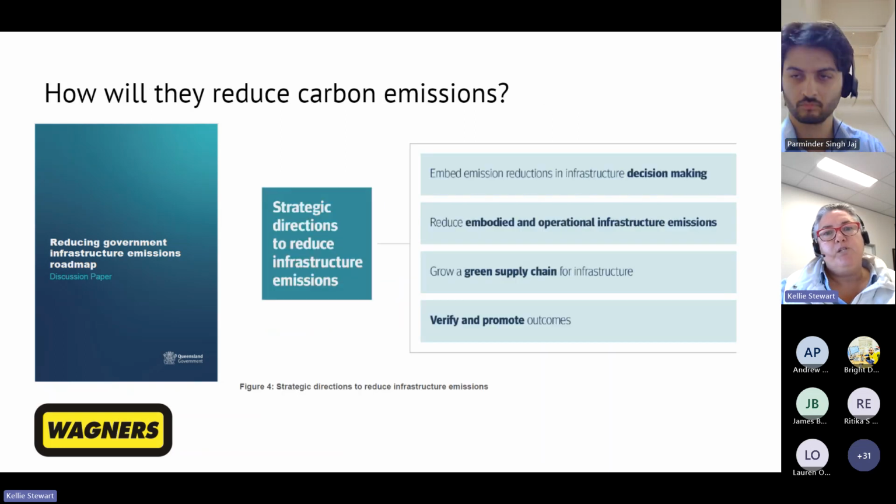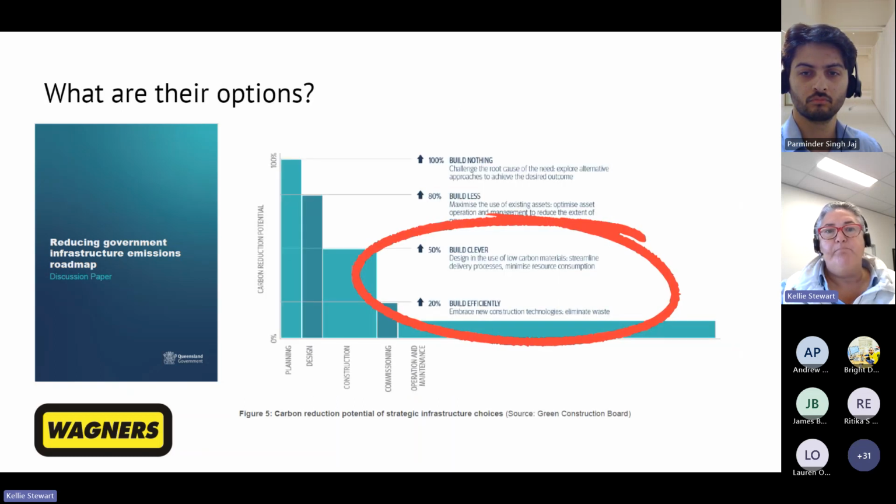The strategic direction to reduce infrastructure emissions will include embedding emissions reductions in infrastructure decision-making, the reduction of embodied and operational infrastructure emissions, and the growth of green supply chain. One of the choices of how government plan on achieving these targets is to build clever and more efficiently by using low carbon materials with long design life expectancy.